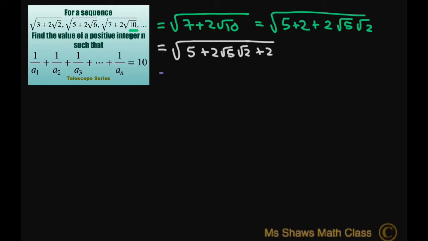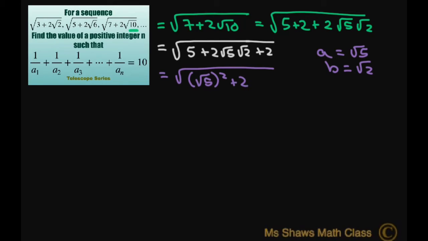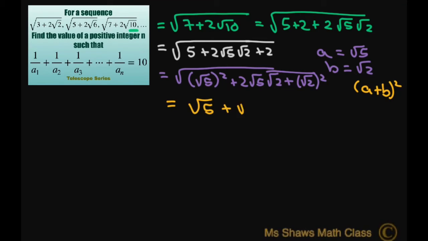Now this can be written as the square root of 5 squared, because your a is going to be square root of 5. Your b is square root of 2. Then you're going to have plus 2 square root of 5 times square root of 2 plus square root of 2 squared. So everything's all matching up, and then all we want is a plus b squared. So this is going to equal square root of 5 plus square root of 2.